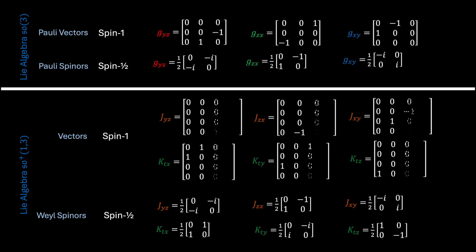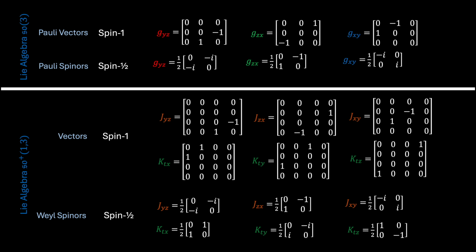For our spacetime vectors, rotations and boosts are exponentially generated by these matrices, and for Weyl spinors, their transformations are exponentially generated by these matrices. Together, these form the Lie algebra of lowercase so plus 1, 3, where the plus means that the spacetime is orthochronous, where the time component is positive and the space components are negative. Because we can flip or flop the signs if we want to do that. We just need to make it so that the time component and the space components are opposite to each other.